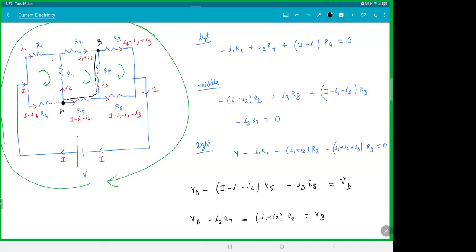No, wait, I made a big mistake. I wrote this as the big loop actually. I didn't write for the right loop. Yeah, that's a big loop, I'm sorry. Let me write the right loop again.